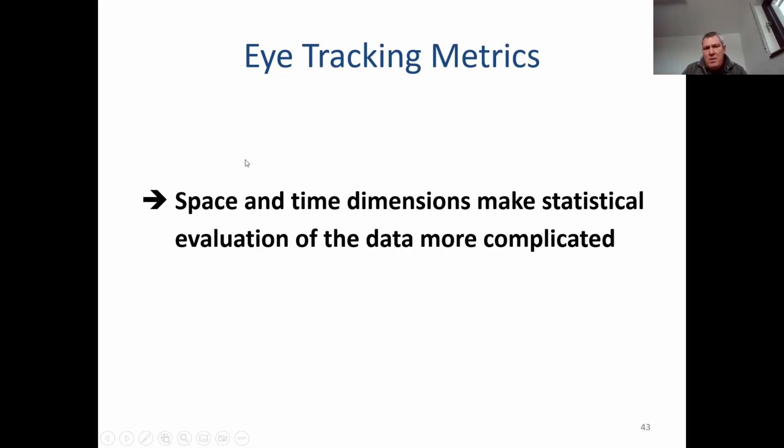But again, the problem is that you have spatial and temporal data. Your eye movement behavior is changing over time. And that makes statistical evaluation much more complicated than it is the case in these traditional user experiments where we have the response times and the error rates.